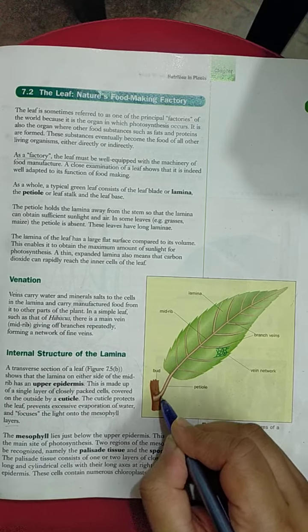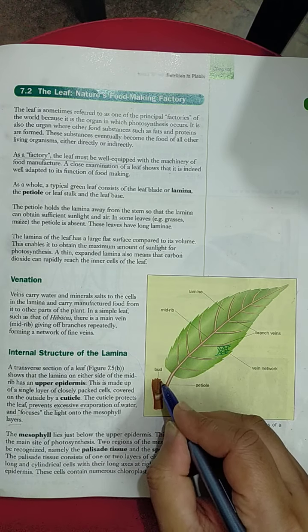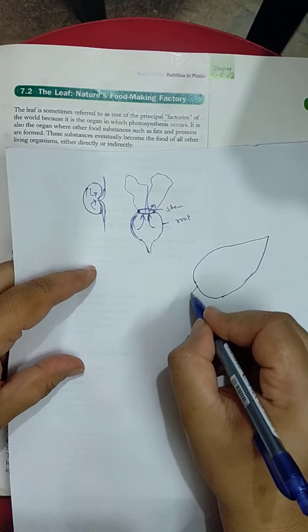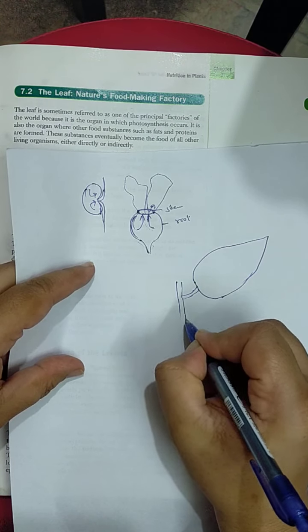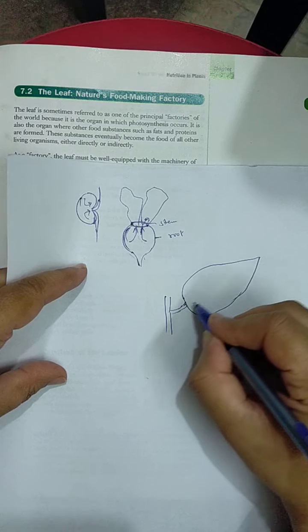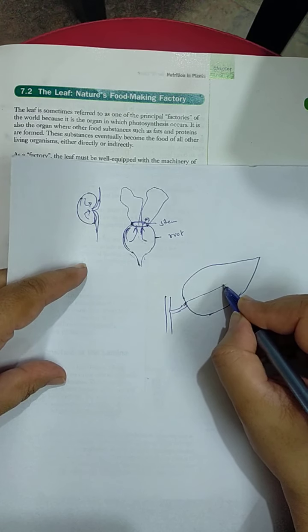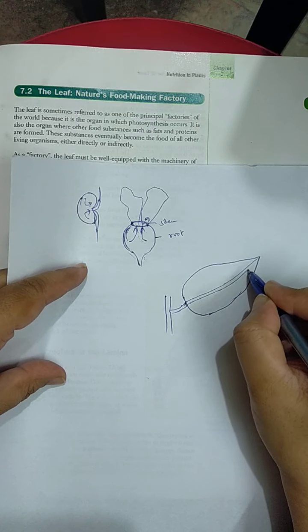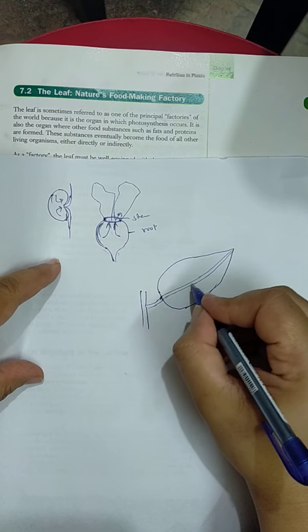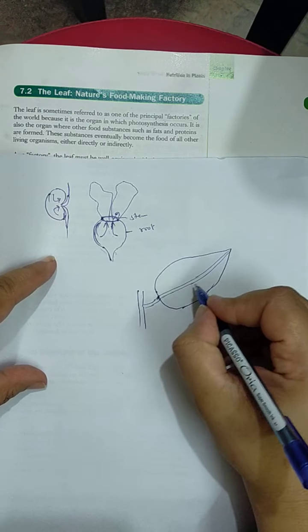Now, the second thing is that the leaf has a stalk-like structure which is called petiole. Due to this petiole, it is attached with the branch, or with the stem. This petiole is basically the extension of this area which is called midrib, or main vein, which contains a vascular bundle.